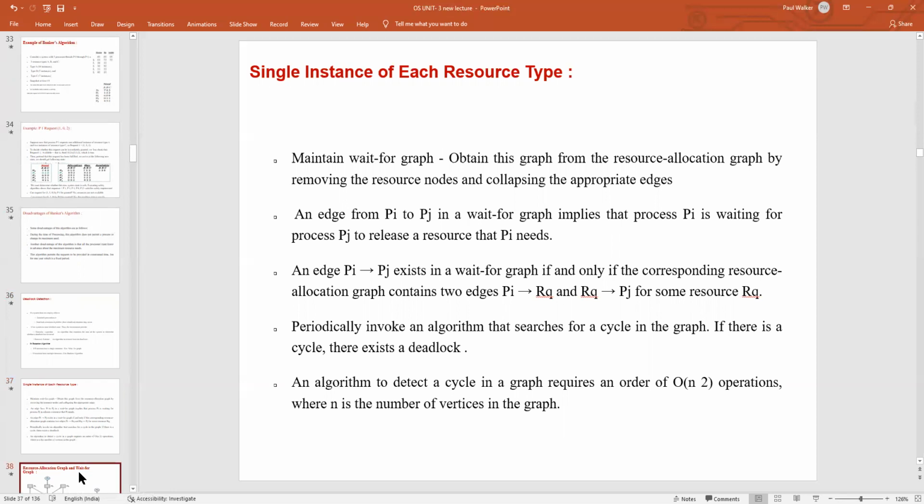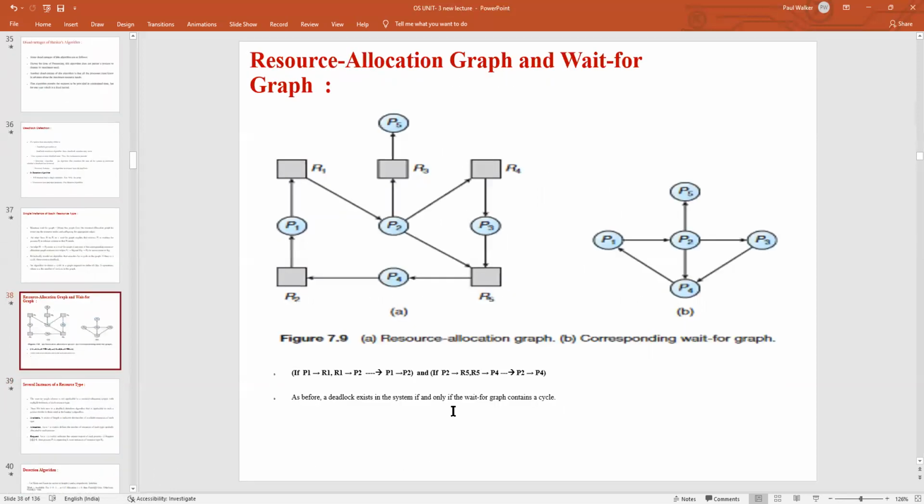So this is an example of the resource allocation graph. Here we are using different numbers of resources. The cycle exists between P1 to R1, R1 to P2, P1 to P2, like this. The second cycle is P2 to R5. After that, R5 to P4, like that. P4 to P2, after that P2 to P4. So this is the corresponding resource allocation graph for a single instance.